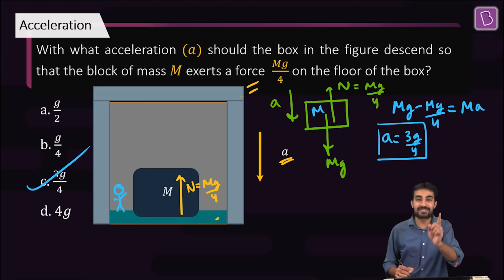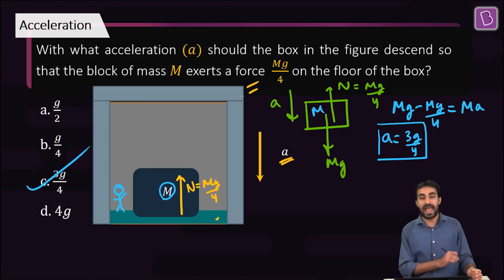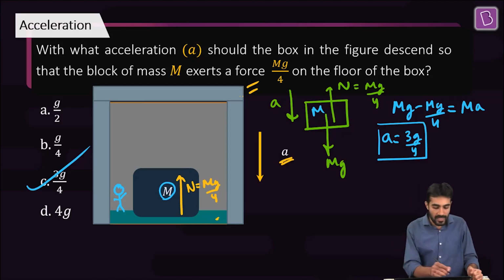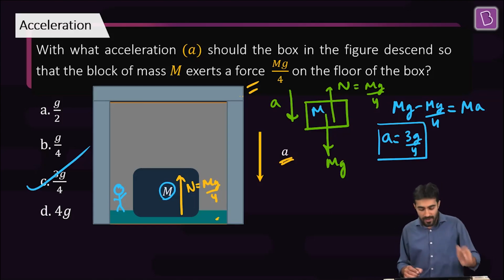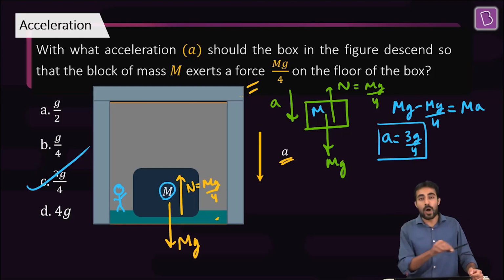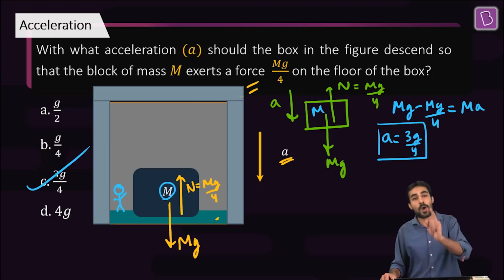Now, if we are standing inside this lift, we will see that the block of mass capital M is not moving at all with respect to us. This block stays at rest without any acceleration with respect to us. Now, what are the forces acting on this block? One force is capital mg in the downward direction and another force is normal reaction. But can we apply Newton's law? No, we cannot, because we are in a non-inertial reference frame.